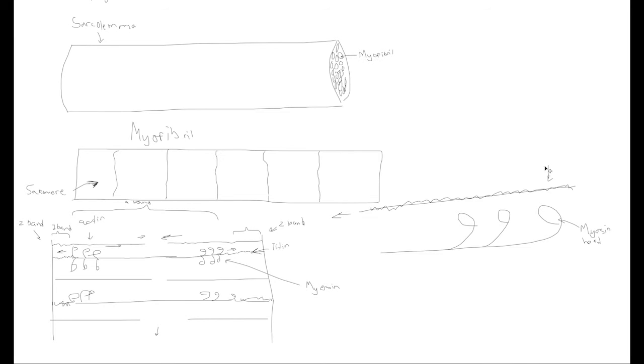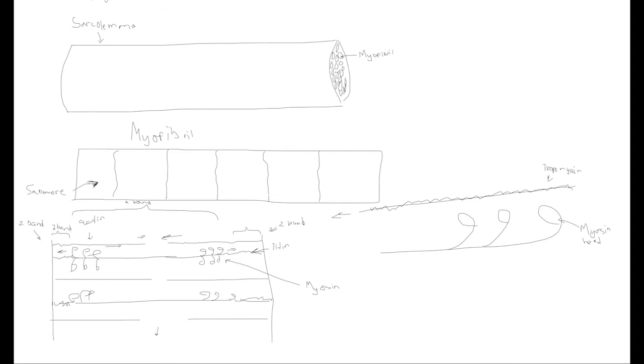Tropomyosin. And tropomyosin is going to be blocking these myosin heads from even interacting with the actin. So they're not going to be able to push the actin in the way they want to make the sarcomeres contract and the entire muscle contract, when this tropomyosin is blocking these myosin heads.